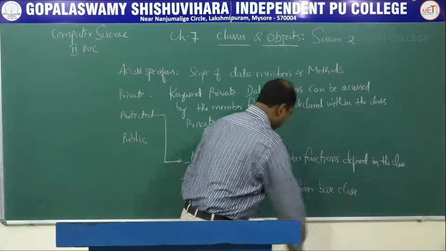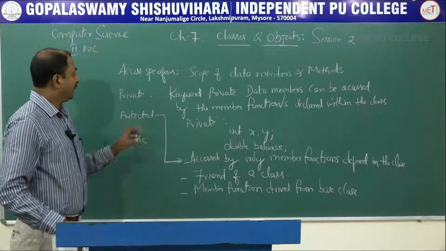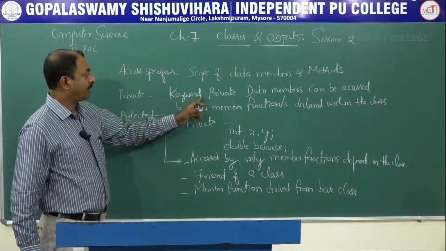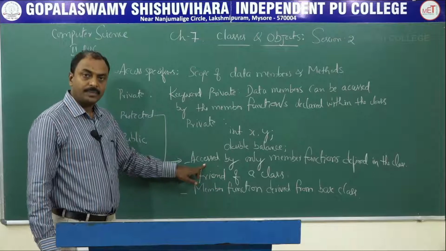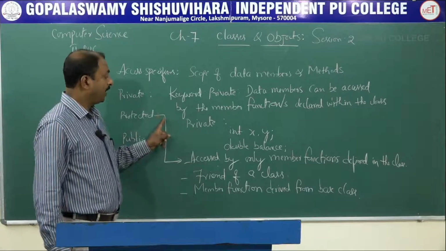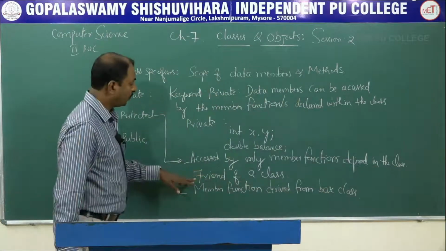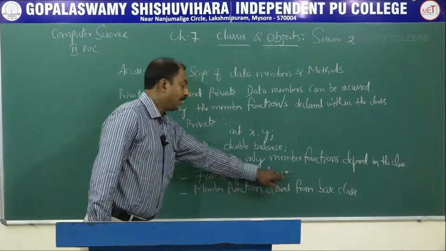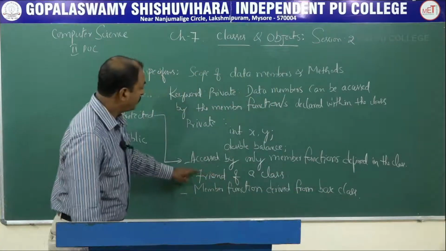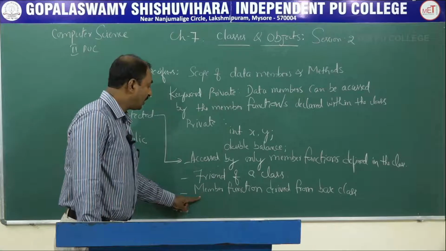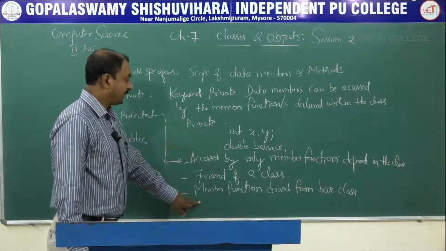Students, now what is the definition of the protected access specifier? This specifier starts with the keyword protected, and the data members and member functions defined under protected can be accessed by member functions of the same class and also by a friend of a class, and one more, member functions derived from the base class. Students, these two concepts you are going to learn in further chapters or forthcoming sessions. So this is the protected access specifier.